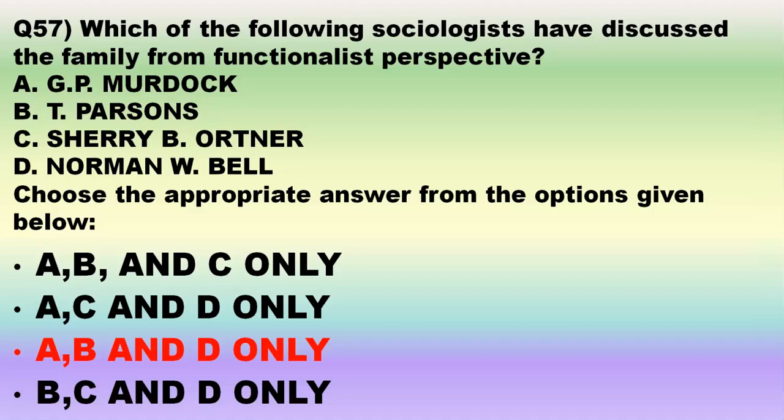Now, the first two are definitely quite common. It was G.P. Murdoch who started with it. And then we have Parsons and D, which is Norman W. Bell. Even he discussed or studied family from the functionalist viewpoint.